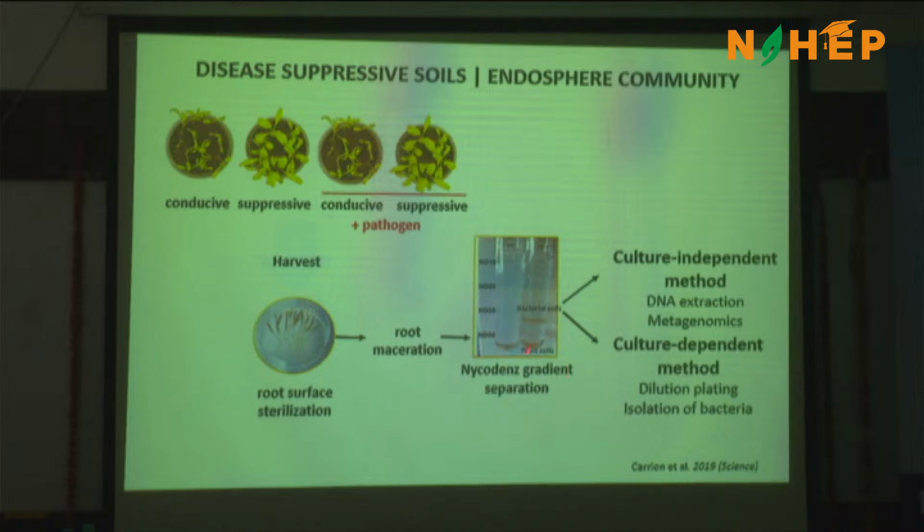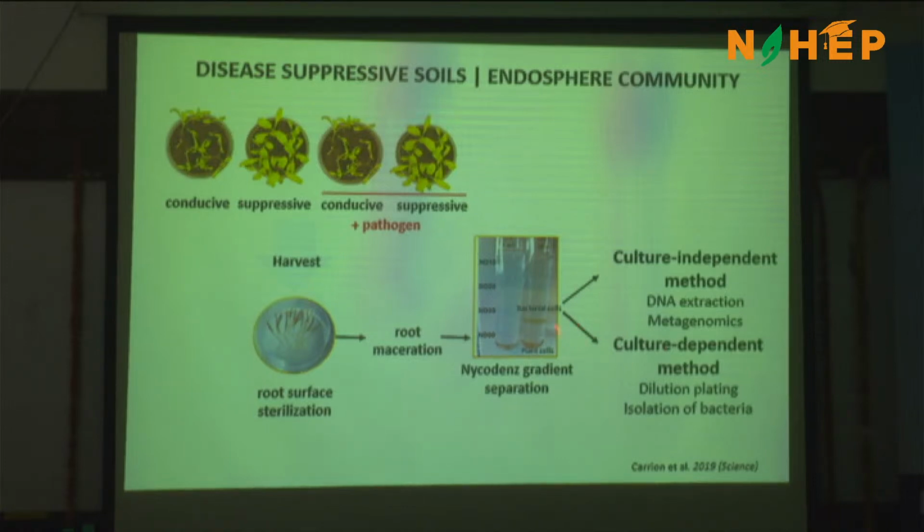And what you will get is that the plant cells that are bigger go to the bottom, and the bacterial cells stay in the middle. And then with a Pasteur pipette, you can fish your microbiome. So that's basically what we did.